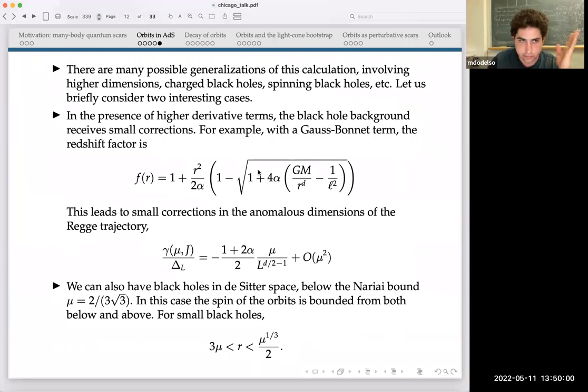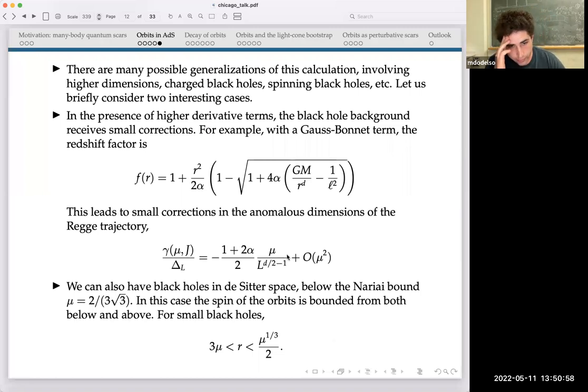So there are many simple generalizations of this orbit calculation. One can consider higher dimensions, charged black holes, spinning black holes, et cetera. Here are two interesting cases that I'll briefly touch on. One example is that we could have higher derivative terms in the Lagrangian, and then the black hole background is going to receive small corrections, and we can compute the effects of these corrections on the Regge trajectories. For instance, with the Gauss-Bonnet term, the redshift factor is modified to this form. Alpha is the Gauss-Bonnet coupling, and this leads to small corrections for small alpha in the anomalous dimensions of the Regge trajectory.